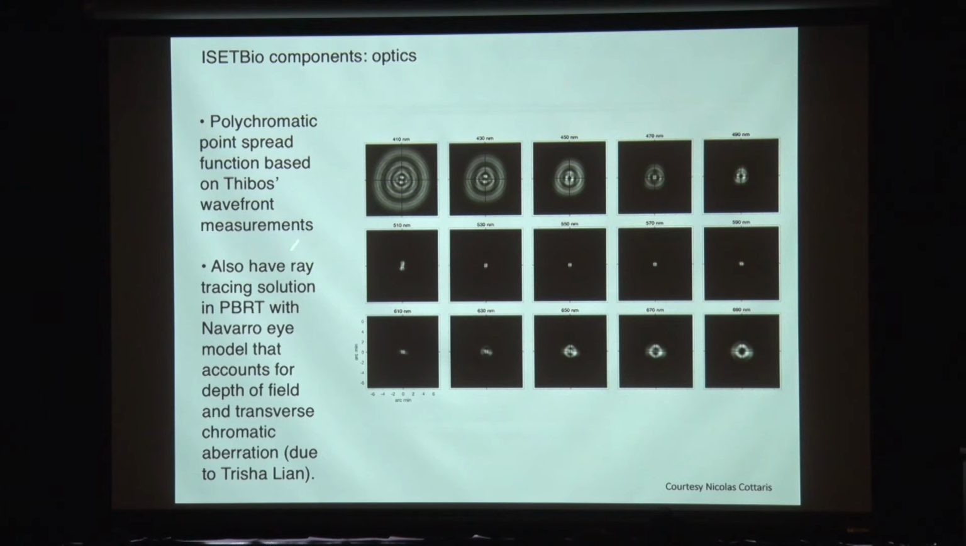By starting in a spectral representation, we can capture the differential blur in the formation of the retinal image. I should say we also have, and for cases where we're studying 3D scenes it's quite useful, a ray tracing solution through a model eye based on PBRT, which you heard about a little bit yesterday, that accounts for depth of field and transverse chromatic aberration, et cetera, and that's the work of Trisha Lian. It was just published in the Journal of Vision. Today we'll be using the point spread function model.